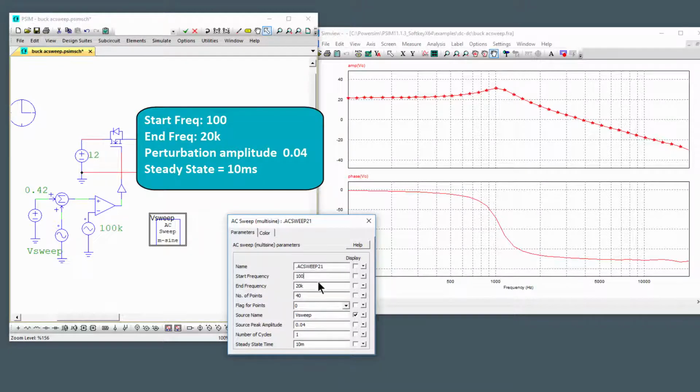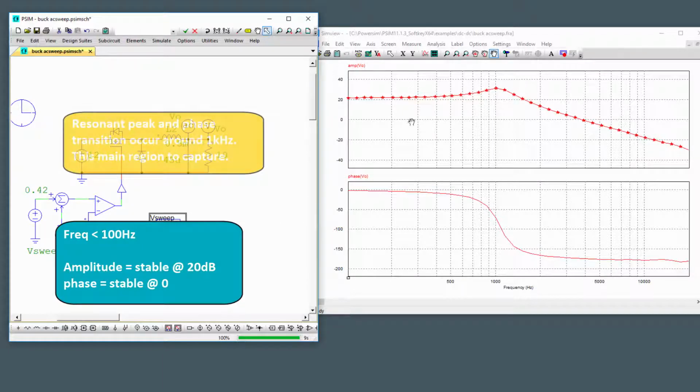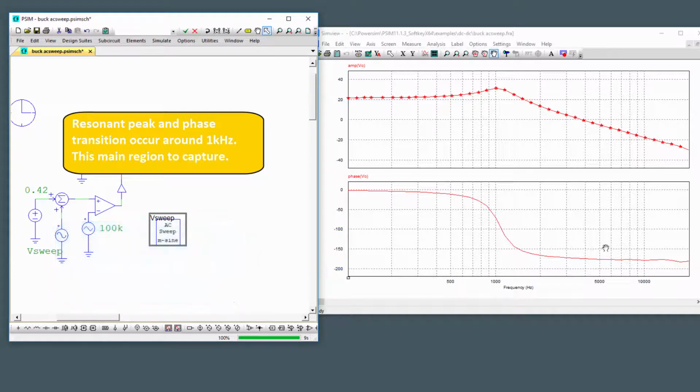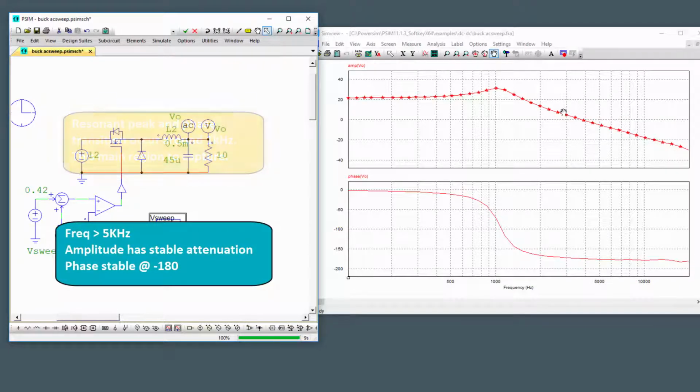Why did I choose 100 hertz and why did I choose 20k? We can see from the plot that at 100 hertz, there's not really all that much happening before 100 hertz. All the action in this converter, the phase transition, is happening here at about 1k. And then up here at 20k, the phase is stabilized, and we're just in constant attenuation here of the amplitude.